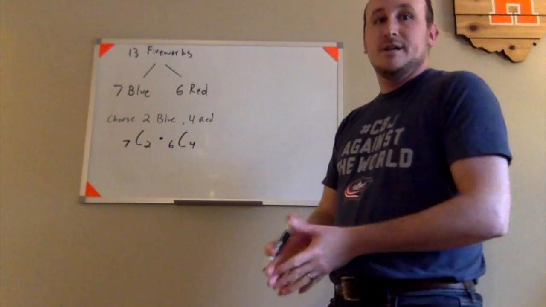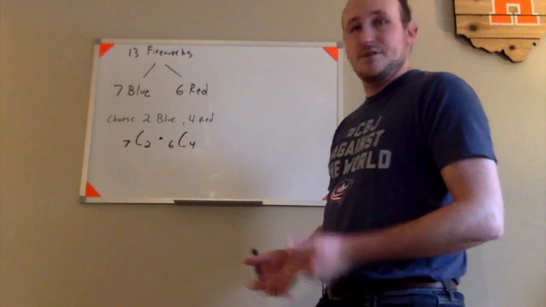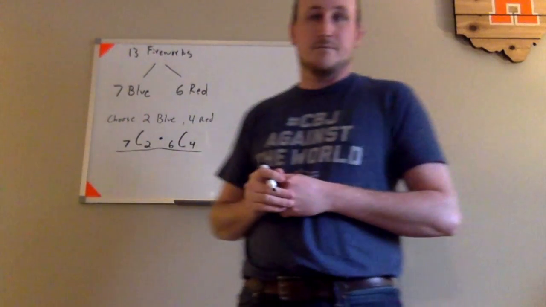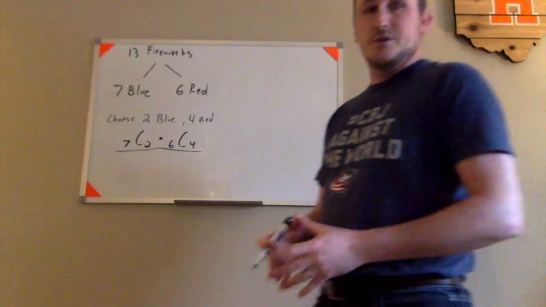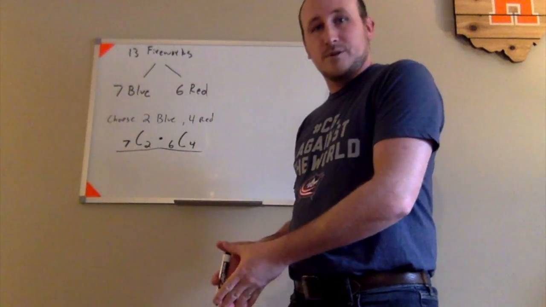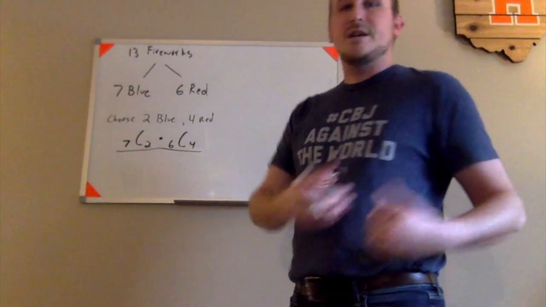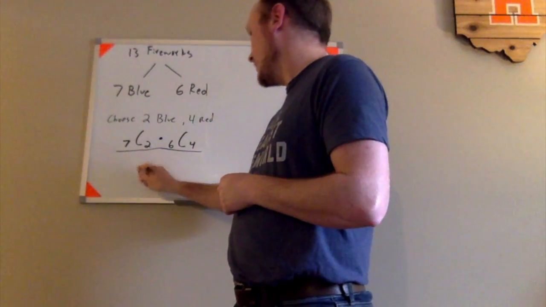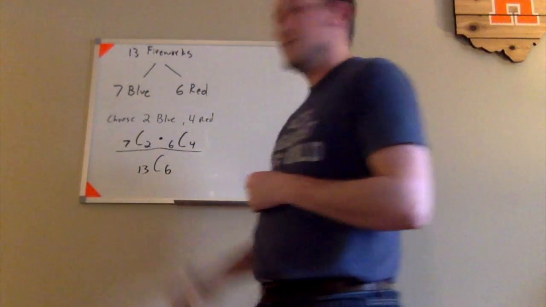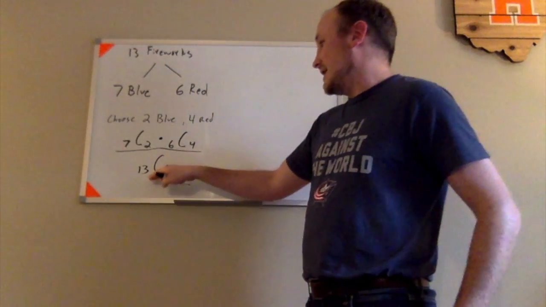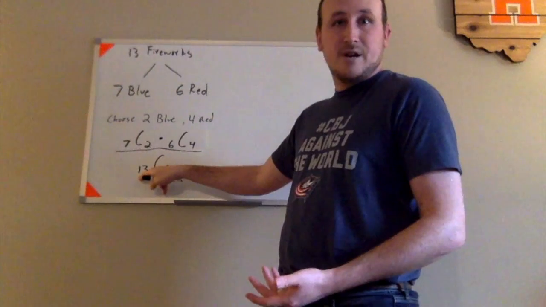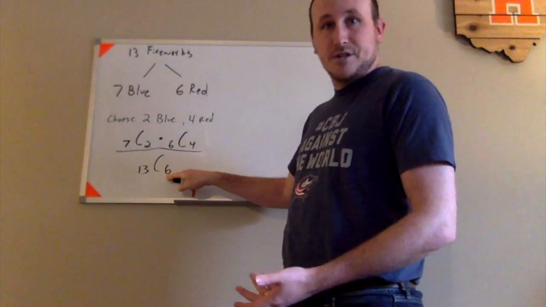Now, to turn that into a probability question, we need to divide by the total number of outcomes. We are going to choose, in this problem, 6 fireworks to launch from the 13 fireworks that we had altogether. So we have 13 altogether, and we will choose 6. So the bottom of this fraction, this denominator, should represent the total scenario. You have 13 fireworks altogether, and you're going to be launching 6 of them.